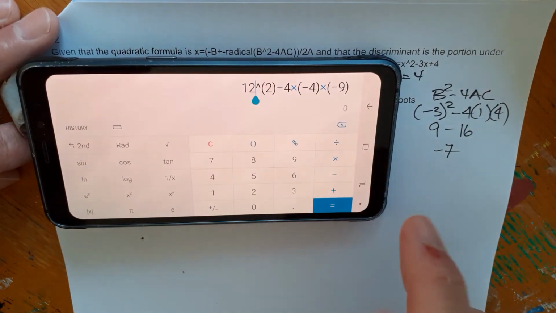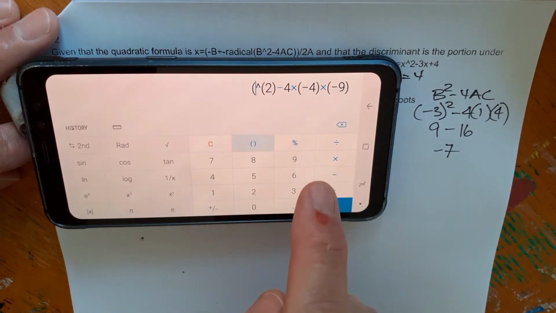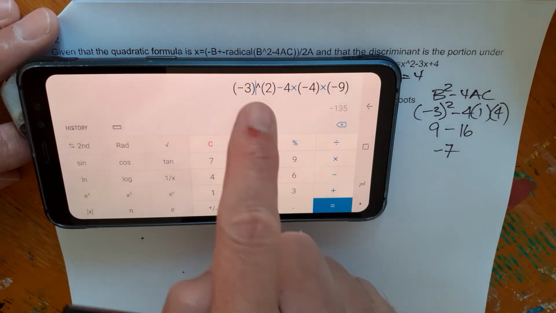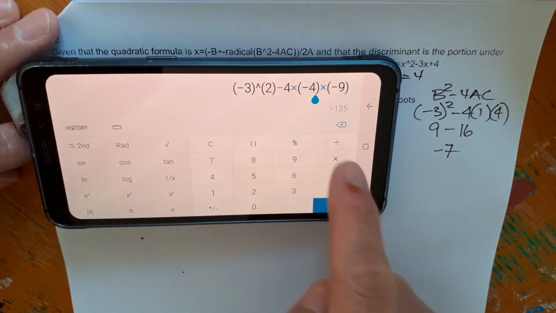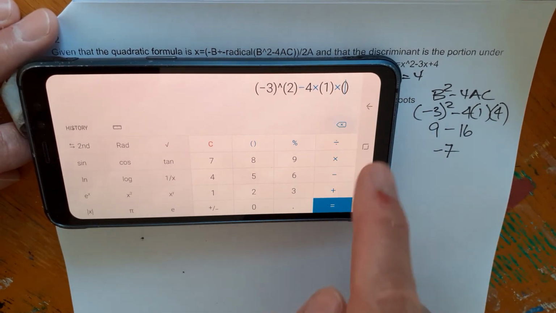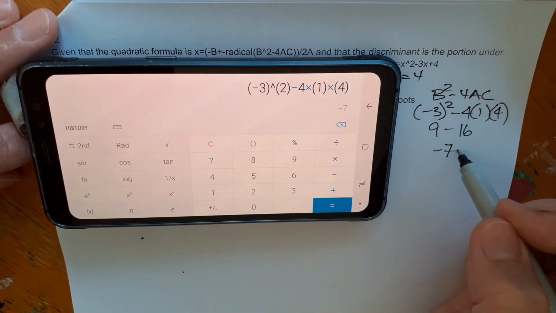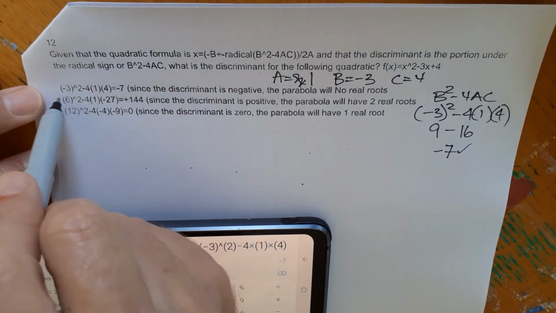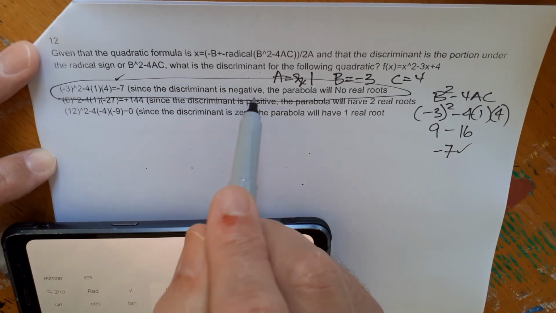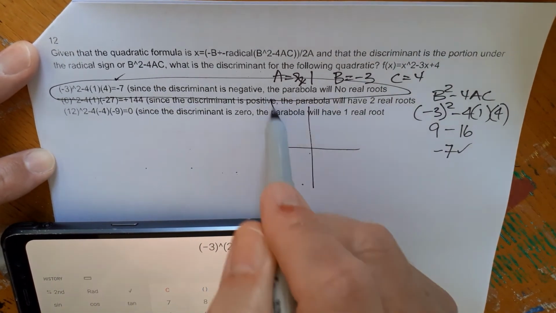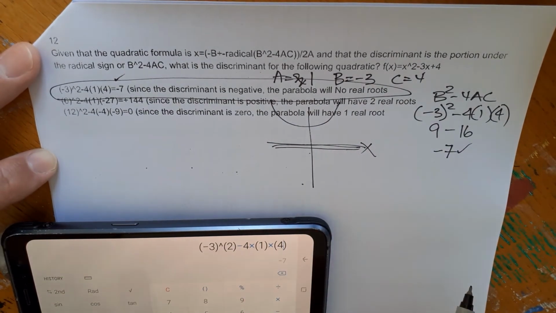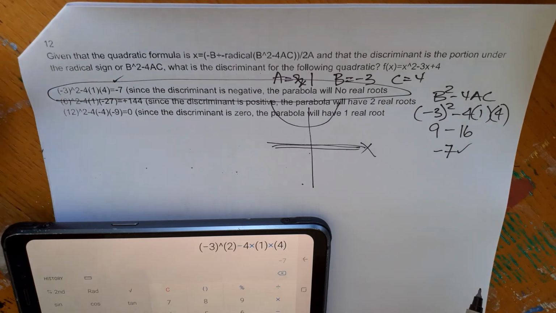And we could have just plugged it in too, right? Let's be very careful and use parentheses here to say negative 3 squared minus 4 times 1 times c, which is 4. And there we go, negative 7. Check. Here's our negative 7. Since the discriminant is negative, the parabola will have no real roots. That's where the parabola is up above the x-axis, does not cross the x-axis. It's there. It just has no real roots. It has imaginary roots.